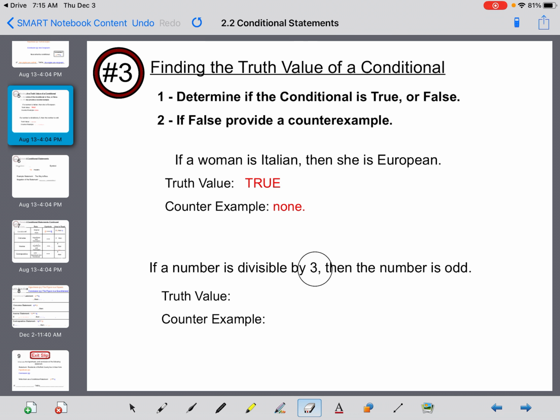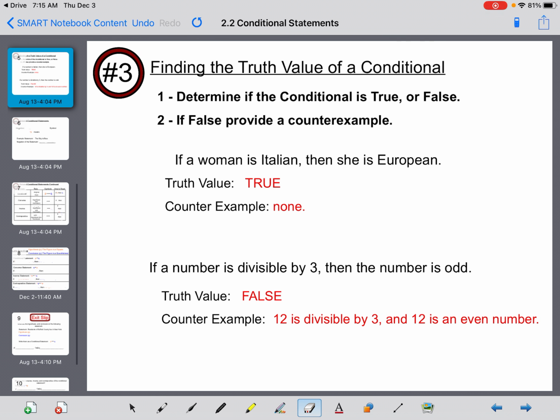If a number is divisible by 3, then that number is odd. The truth value, well, this is false. The reason being is because 12 is divisible by 3, and 12 is an even number. Okay, so conditional statements can either be true or false.